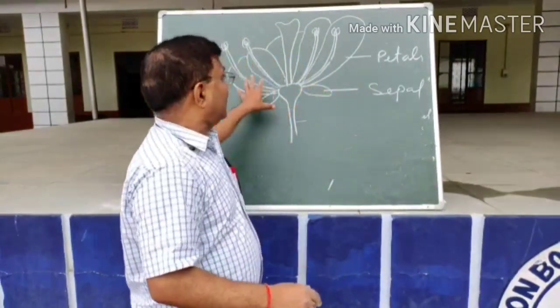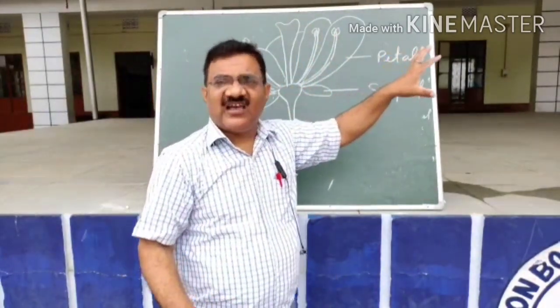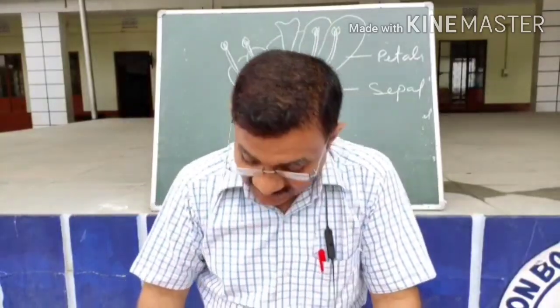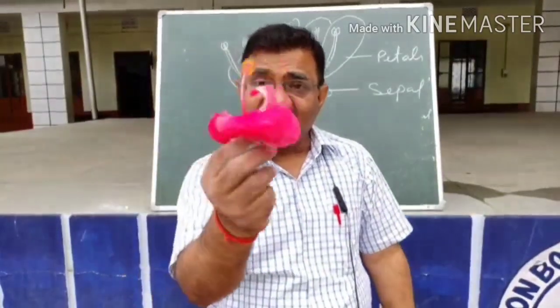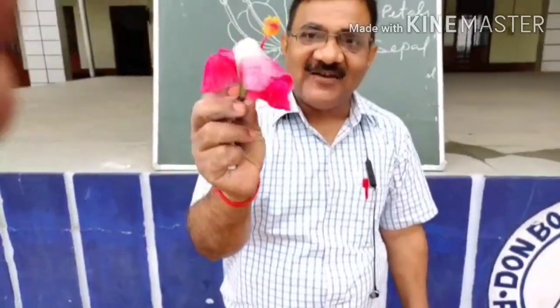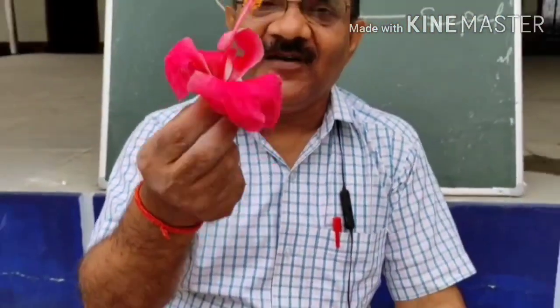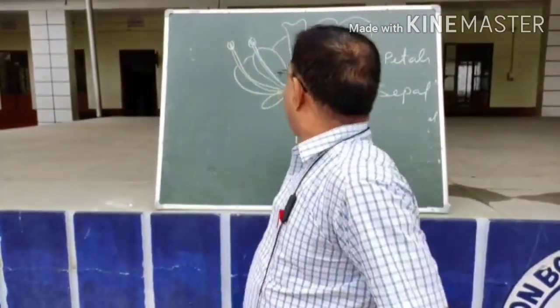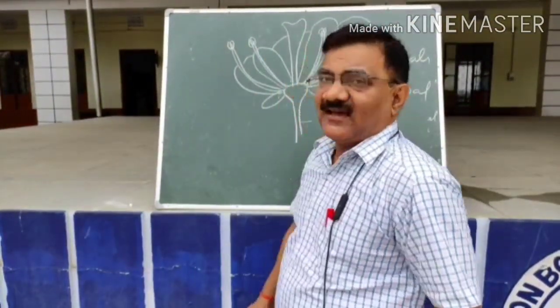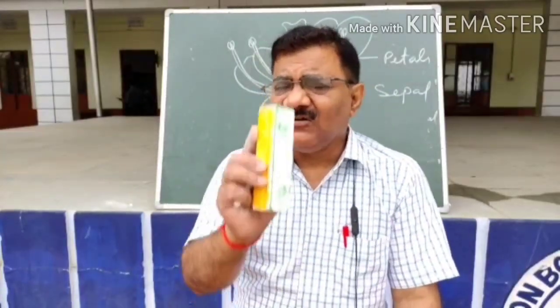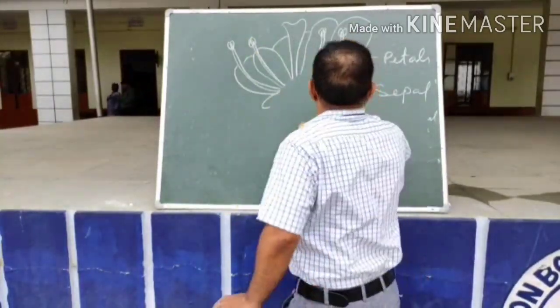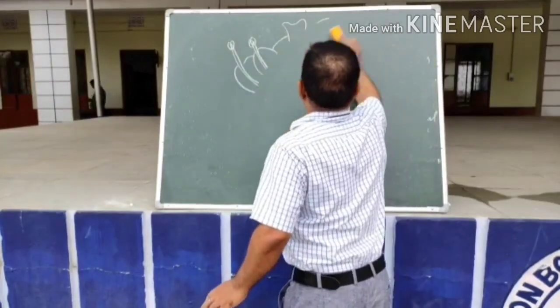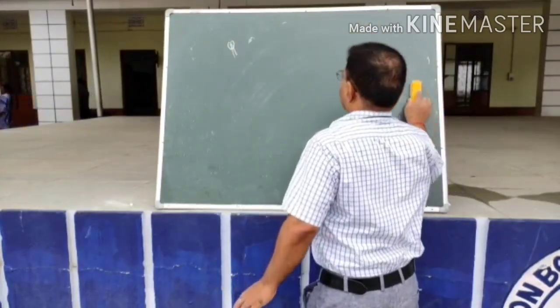So, this is a diagram of a bisexual flower, hermaphrodite flower. It means which contains male and female both parts. So, in my hand, hibiscus rosa or China rose, it is an example of bisexual flower. And dear children, you may be asked to draw a diagram showing a bisexual flower. Now, let us discuss the detail of the male and female part.